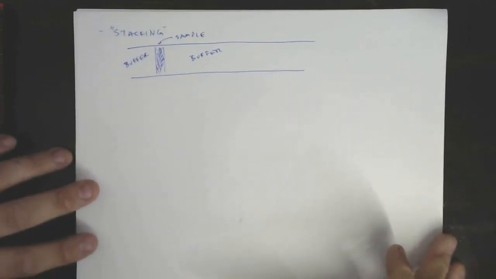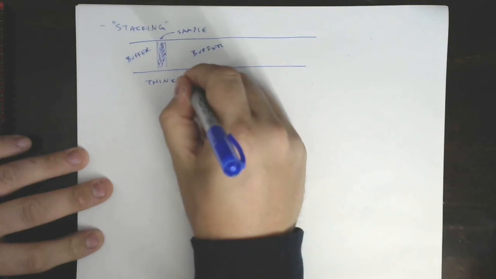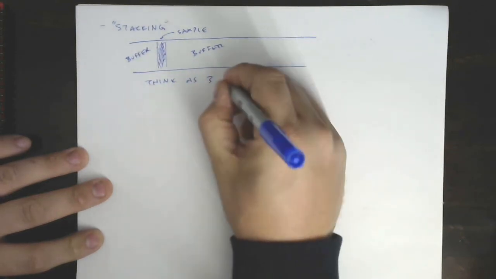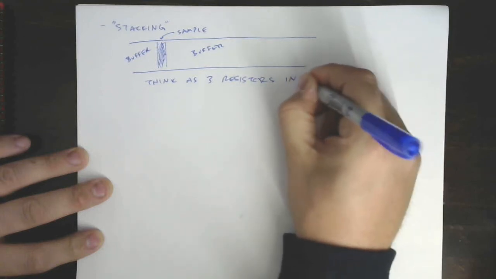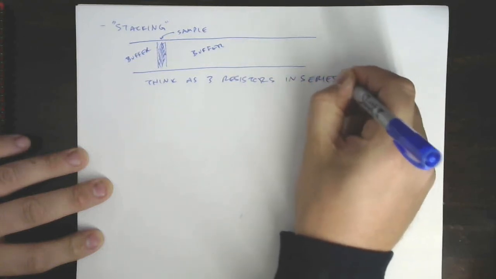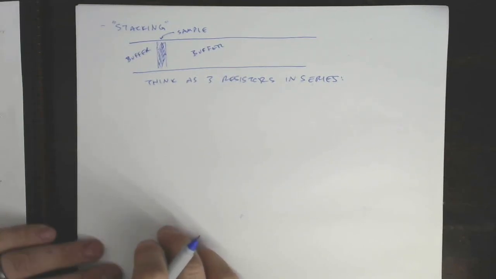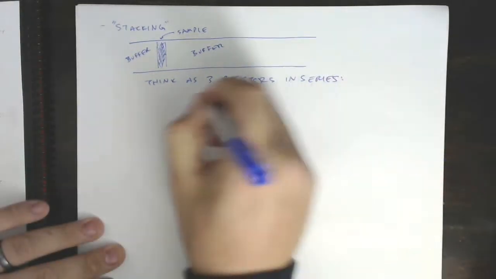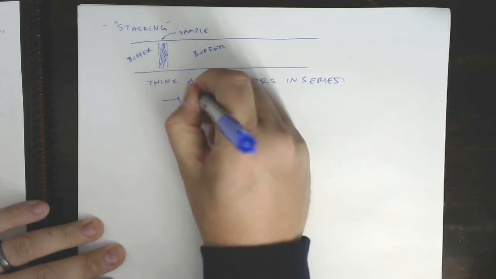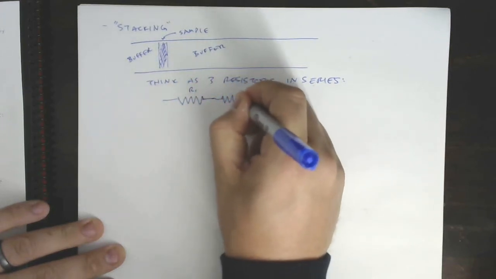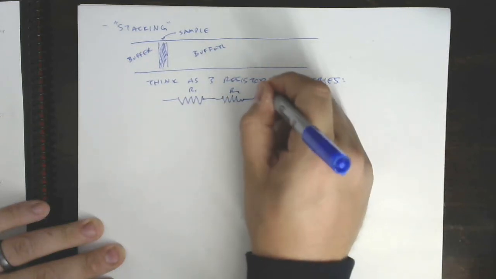Okay, so we can think about this as 3 resistors in series. And I won't turn this into an electronics class, but I'll show you what 3 resistors in series looks like. It looks like this. Here's one resistor, we'll call this R1. Here's our second resistor, we'll call this R2. And here's our third resistor, we'll call this R3.